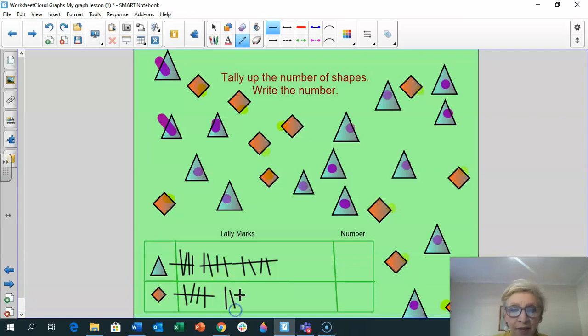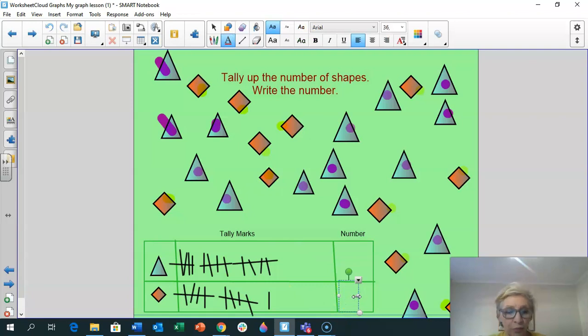6, 7, 8, 9. Oops, can't do the 10th one like that. We have to do it across. So that little crossbar counts for the 5th tally of the 5th count. So that's 5, that's 10. We do one more and then it is 11. So we're going to count there and put 11, and this one is 15. And that's how we tally up numbers. It's very important. It's a lovely skill to learn.